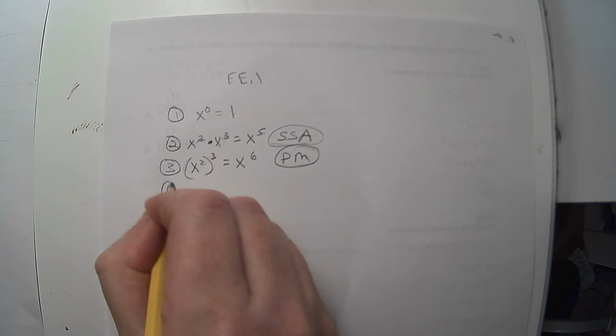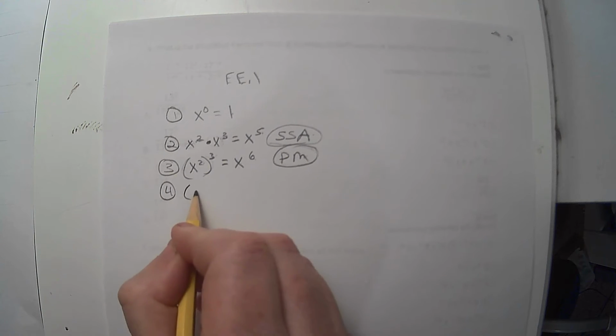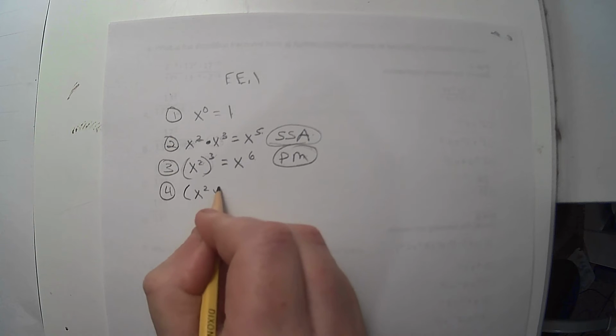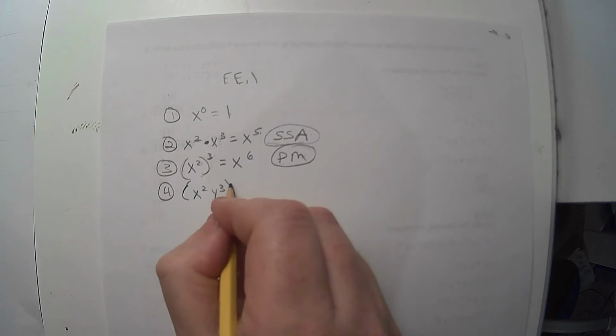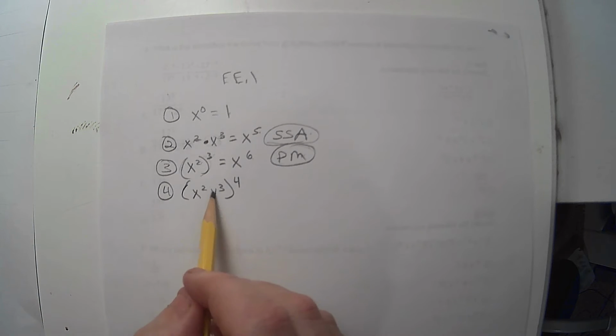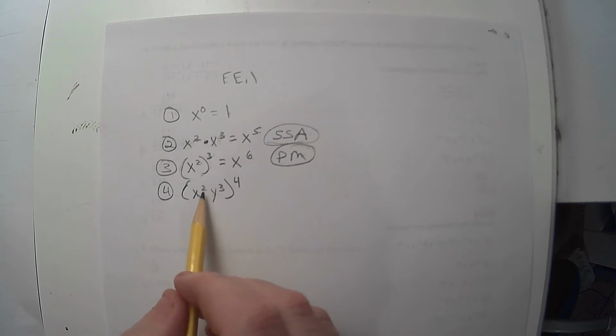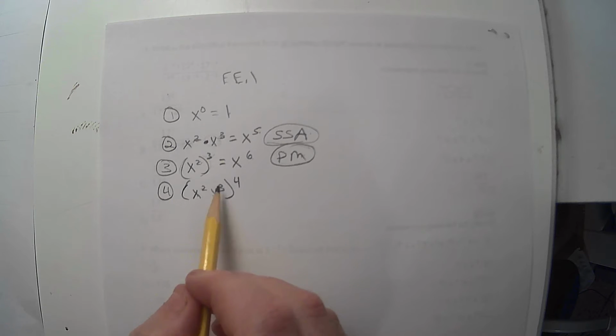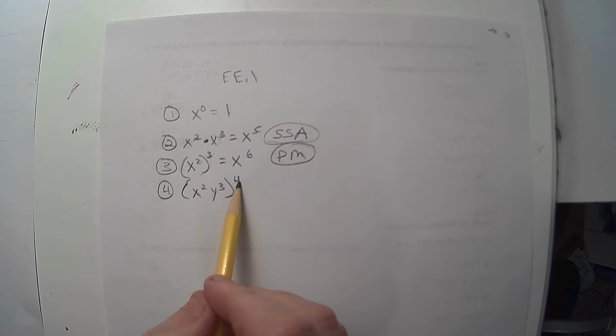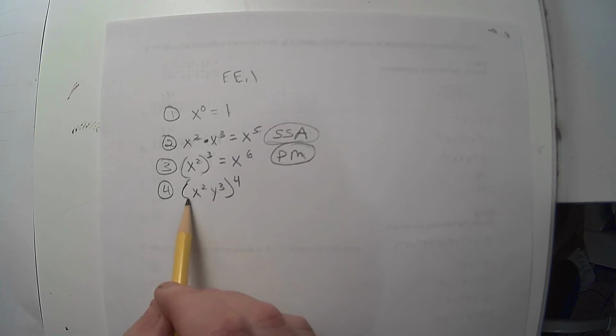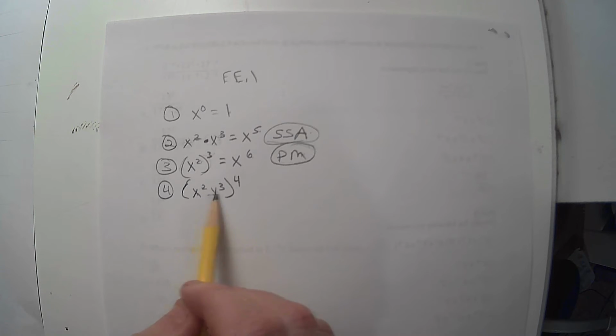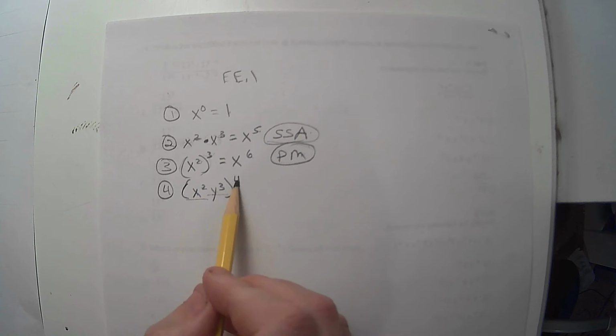Alright, let's look at number 4. On number 4, we're going to do something that involves a property you're familiar with. It might just have been a while since you've used it. In this one we have 2 different variables on the inside of the parentheses. That means we can't put these together by adding, because they're not like terms. We can't put them together because they're not the same base. However, we do have this 4 on the outside, and the property we're going to talk about is the distributive property. So not only do we need to take this y to the 3rd to the 4th power, we also have to take this x squared to the 4th power.